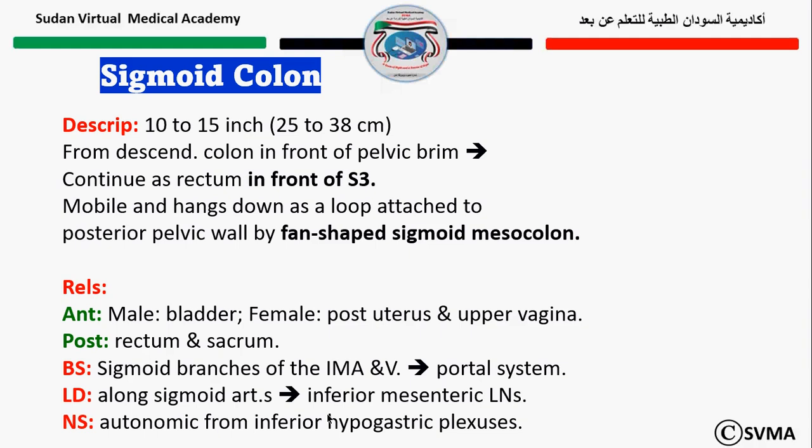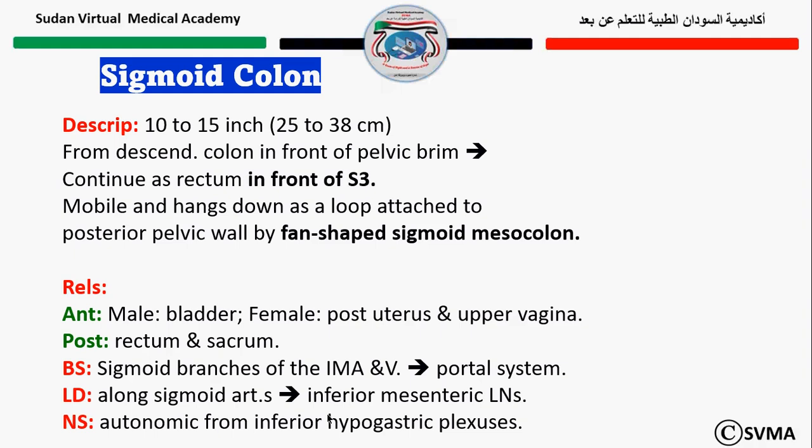So the descending colon is in the abdomen. As you know, the large intestine or the colon has got an ascending part, transverse part, and descending part. We will study that in the abdomen. The continuation of the descending colon when it leaves the abdomen to enter the pelvis is called the sigmoid colon, and the continuation of the sigmoid colon is called the rectum, and the continuation of the rectum is called the anal canal.